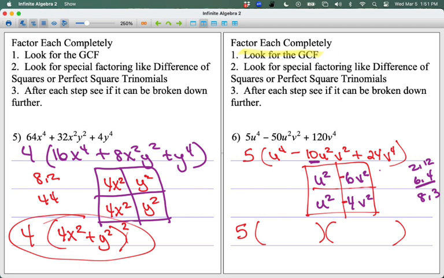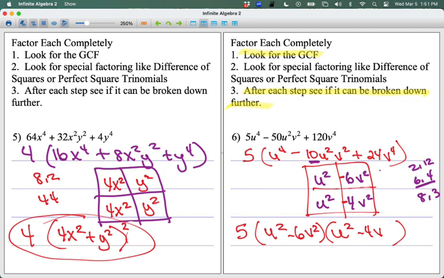So we're going to write this. We try to do the across. U squared minus 6v squared and u squared minus 4v squared. At this point, we need to make sure we checked for the special ones. There wasn't any special, but we could do the box method. Now we're going to check if there's any more that can be broken down.